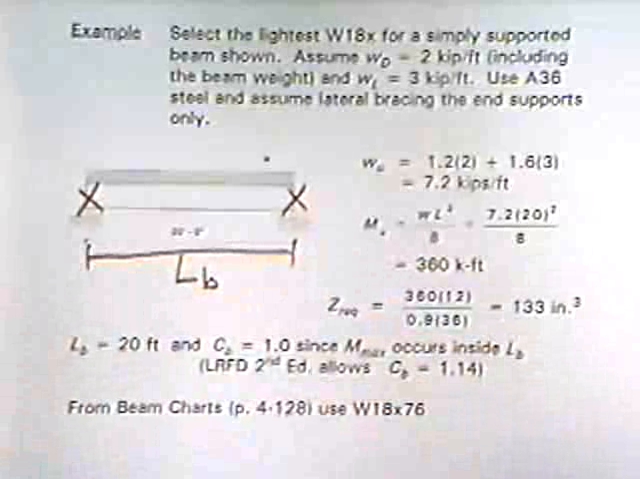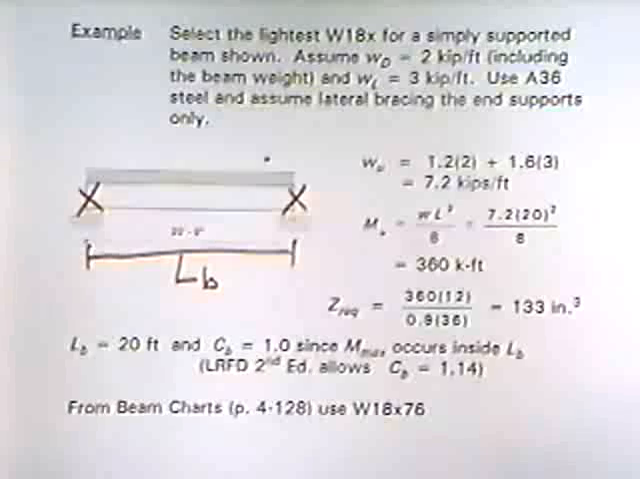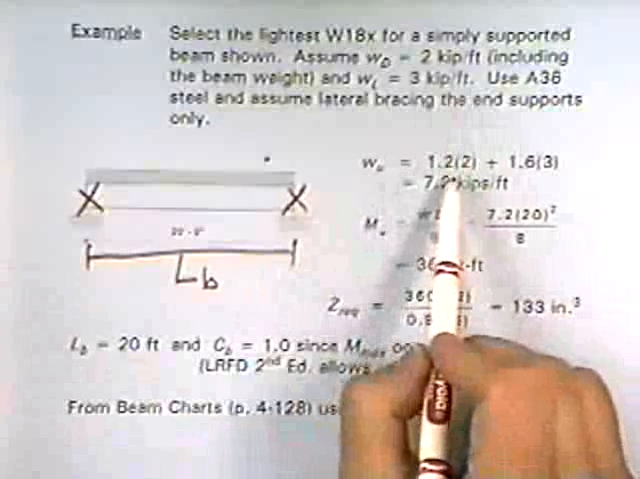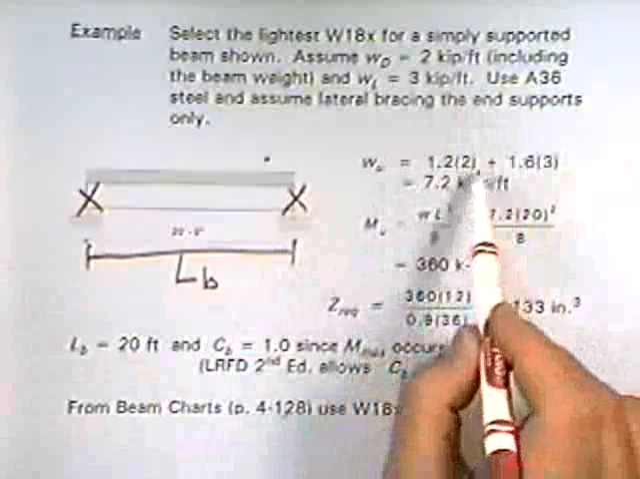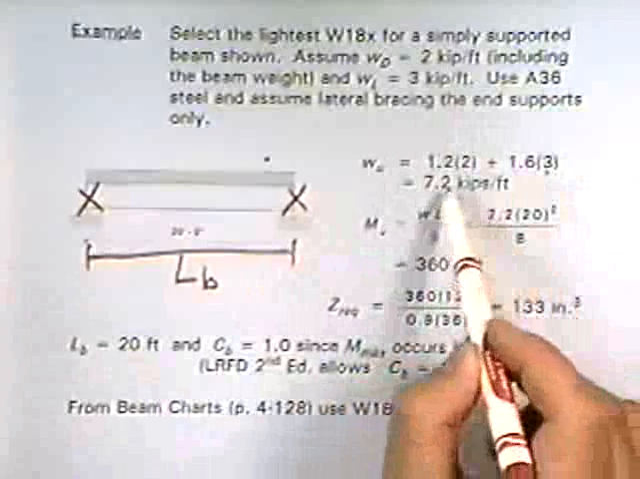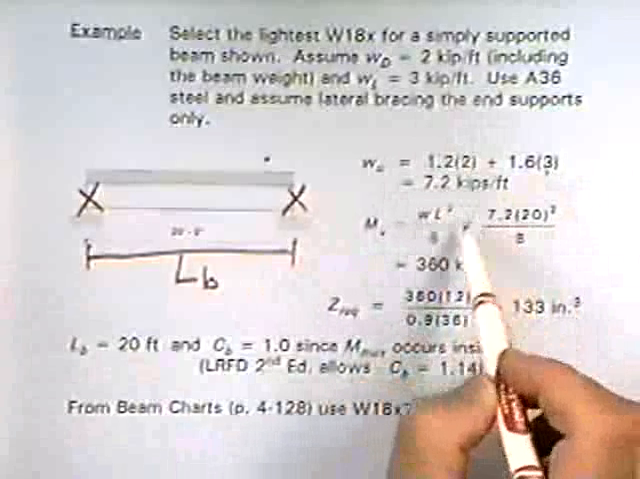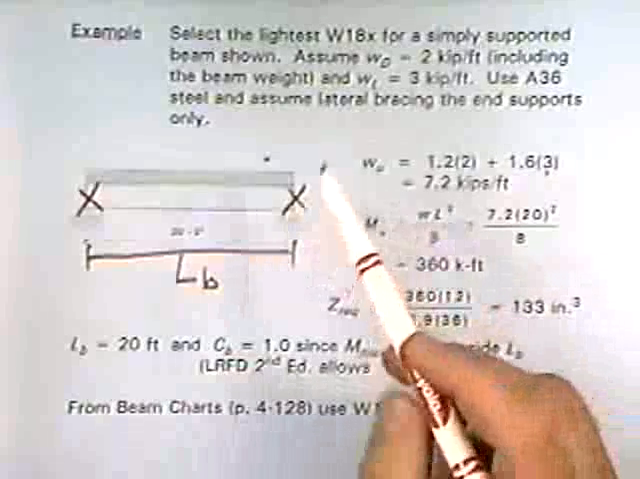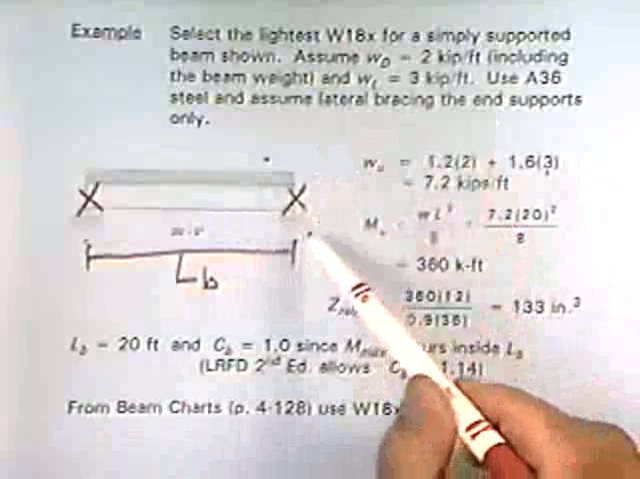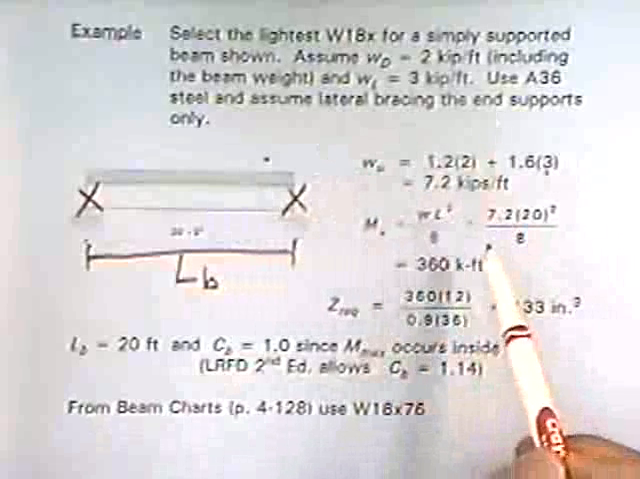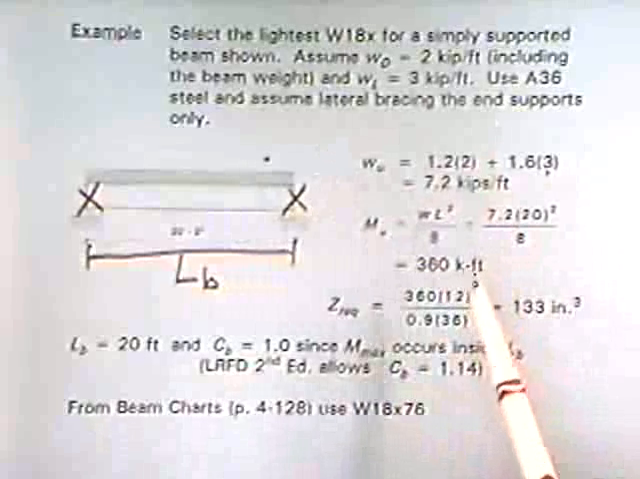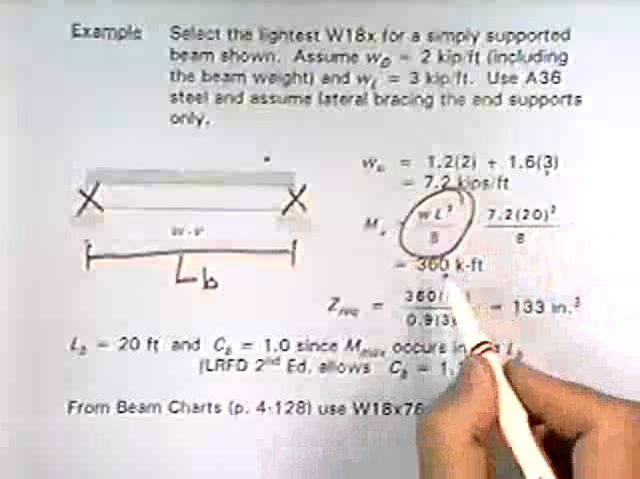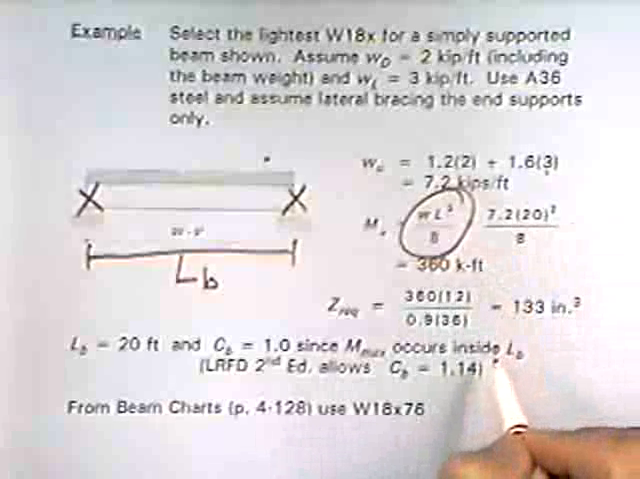First thing you do is calculate your maximum moment due to your factored loading, so you factor up the service or unfactored load, so it's 1.2 times 2 kips, 1.6 times 3, which comes out to be 7.2 kips per foot. Use that to calculate the maximum moment, which for a uniformly loaded, simply supported beam is WL squared over 8. Again, that's something you should have memorized or tattooed on your brain, that formula. And that comes out to be 360 kip feet.